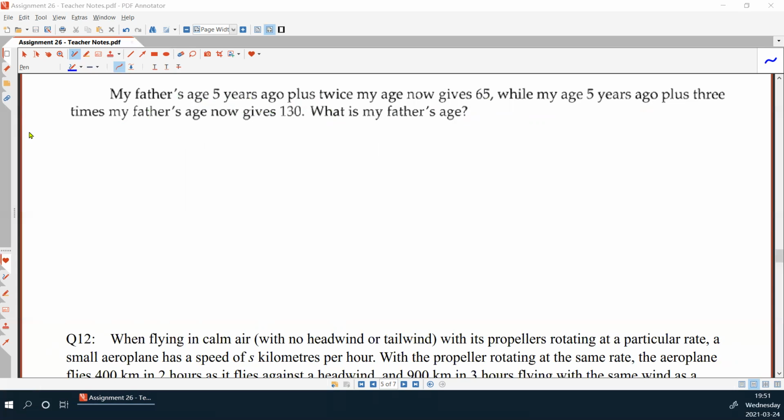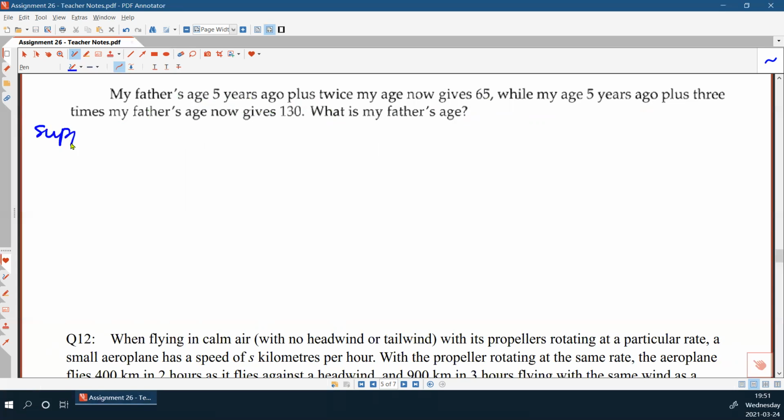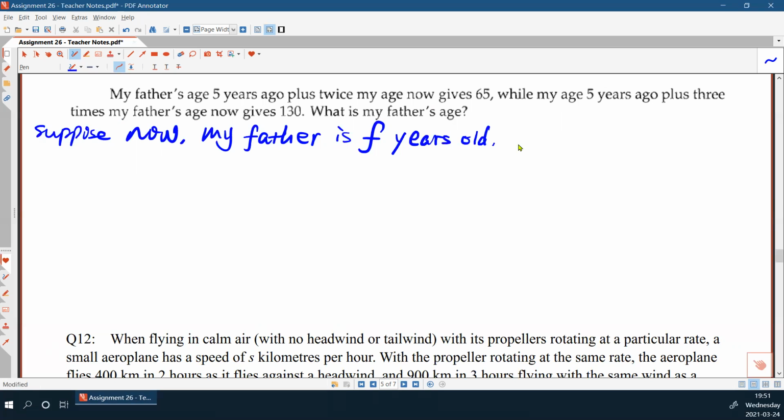Okay, so suppose now my father is F years old. And we don't know my age, right? So let's say I am I years old. Here we want to know the value of F, right? So what information do we have here?